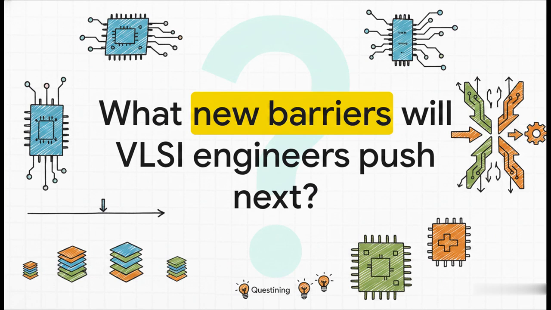Just think about the device you are using to watch this explainer right now. There are millions, perhaps billions, of these microscopic engines firing away inside it at this very second, translating electric fields into the video and audio you're experiencing. As chips get smaller and smaller, the physical limits of the MOSFET are constantly being tested. So I leave you with this. What barriers will VLSI engineers push the MOSFET past next?